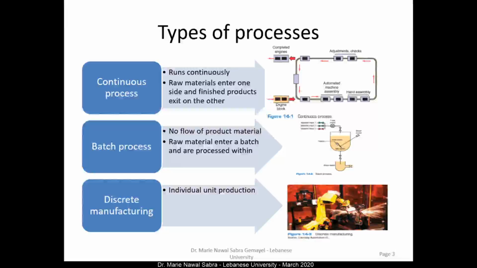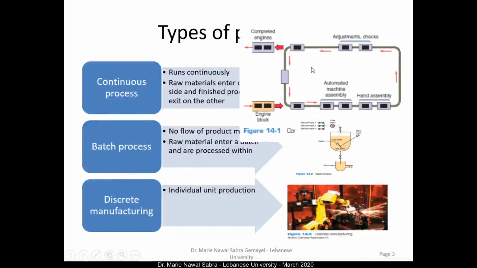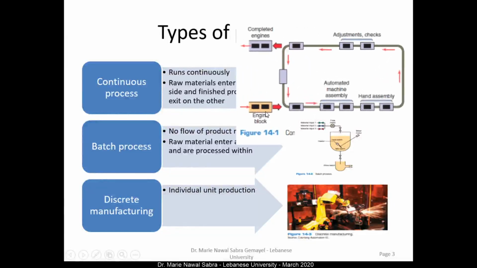The continuous process is a process that runs continuously. It has raw material entering from one side and finished products getting out on the other side. In this example, we have engine blocks coming in here. We have different parts in the manufacturing, namely automated machine assembly, hand assembly, then adjustments and checking. And on the other hand, we have the complete engines exiting on this side.